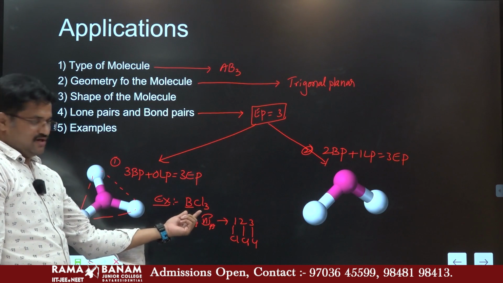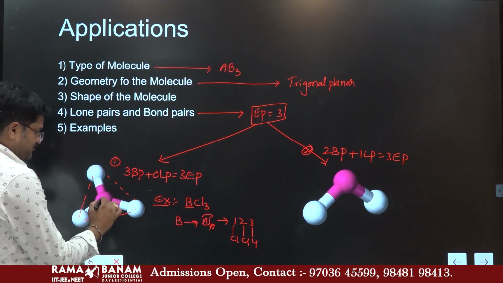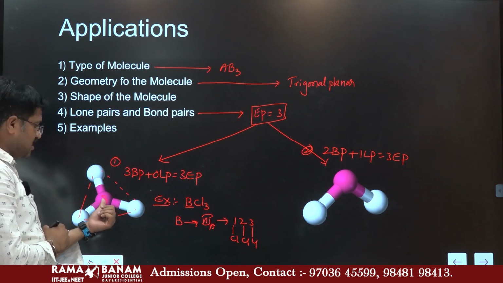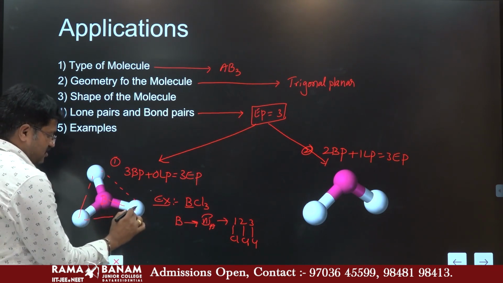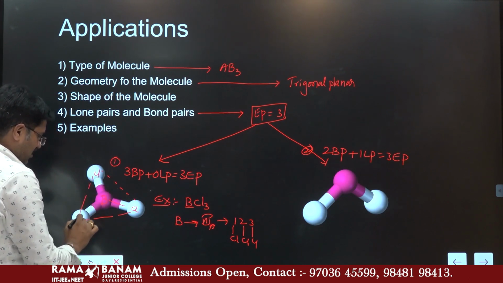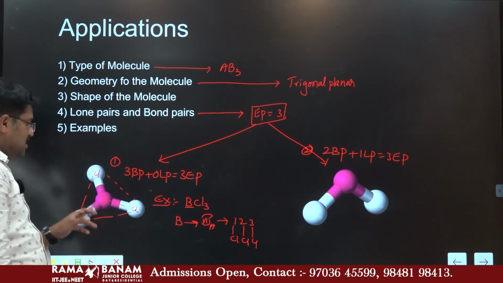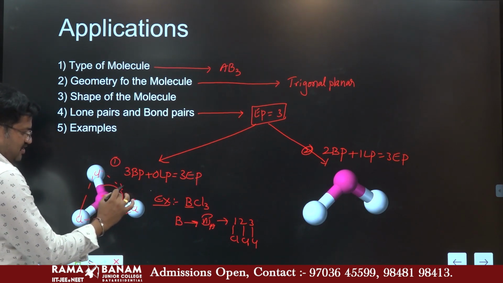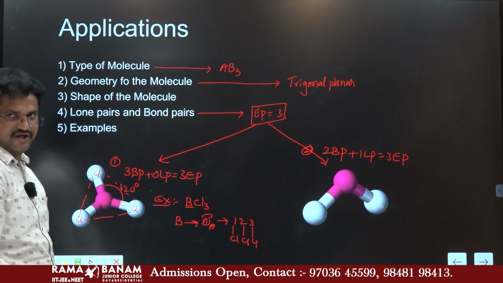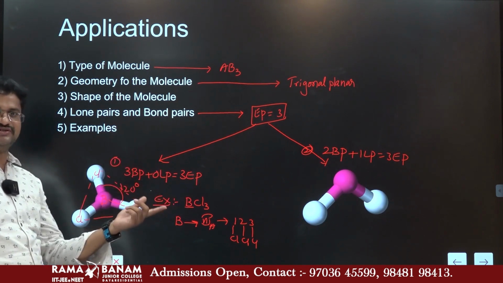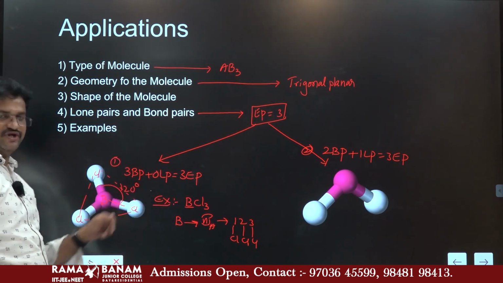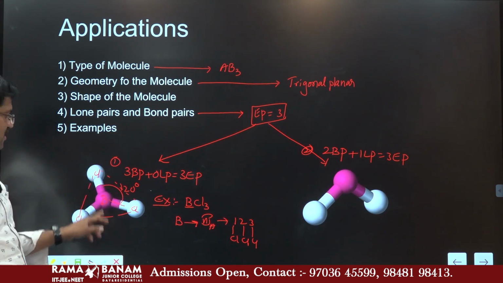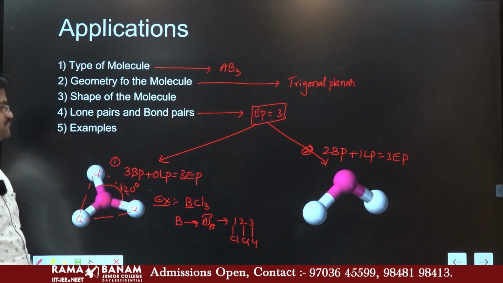In beryllium chloride, the beryllium atom acts as the central atom. In boron trichloride, the boron atom acts as the central atom, and the chlorines are bond atoms. Here there are 3 chlorines. The angle between any 2 bond pairs is 120 degrees: total 360 degrees divided by 3 is 120. The angle between 2 bond pairs in boron trichloride is 120 degrees.